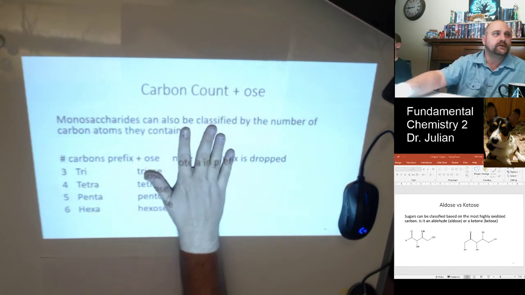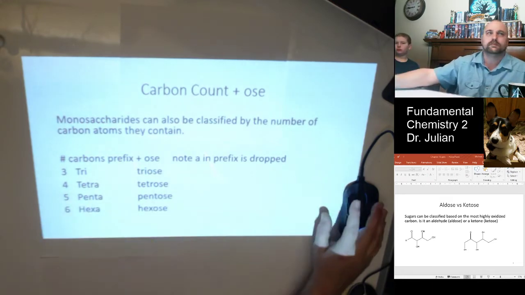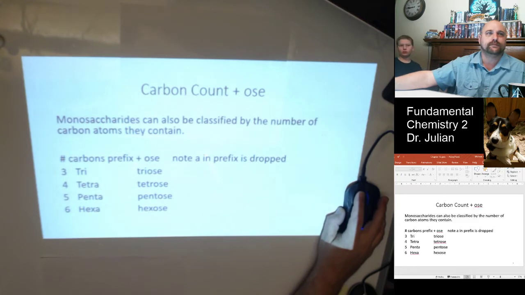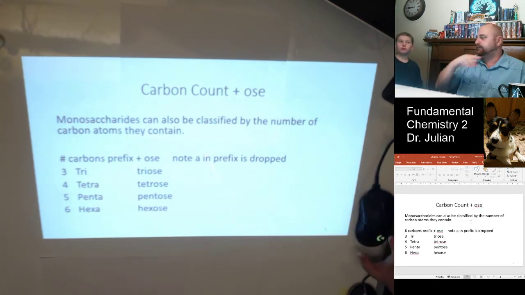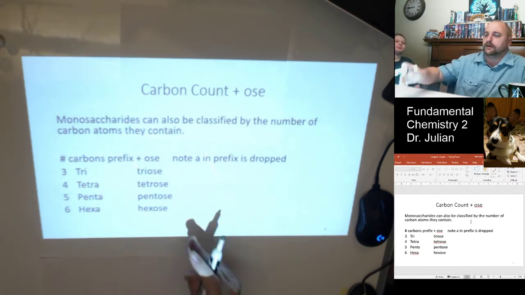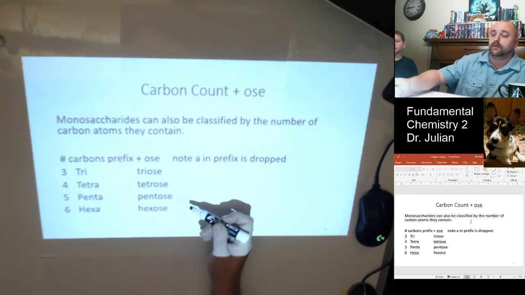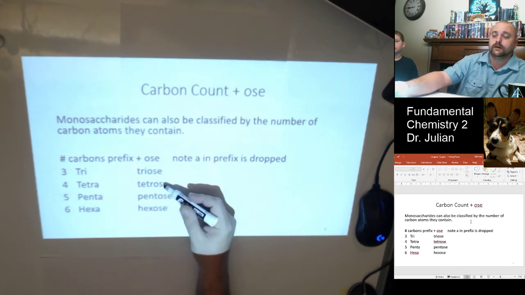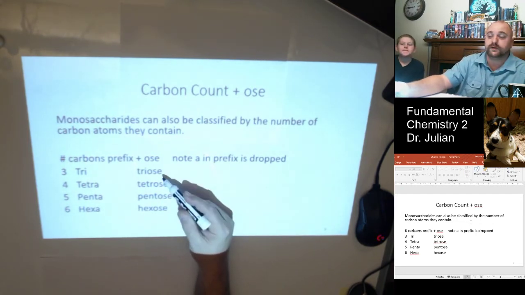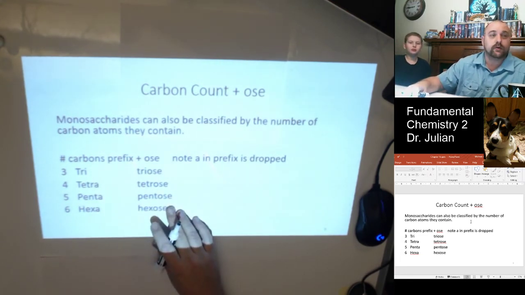The next way that we classify these is to count the carbons. You're just going to count mono, di, tri. All of ours start with tri, tetra, penta, hexa. We've seen these prefixes before. So you're just literally going to count the number of carbon atoms.